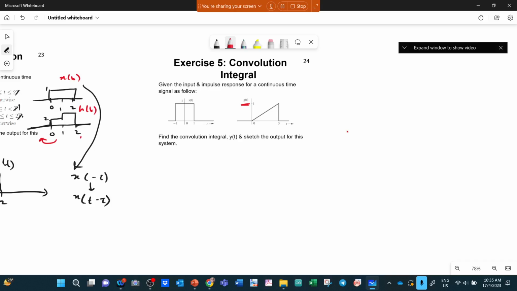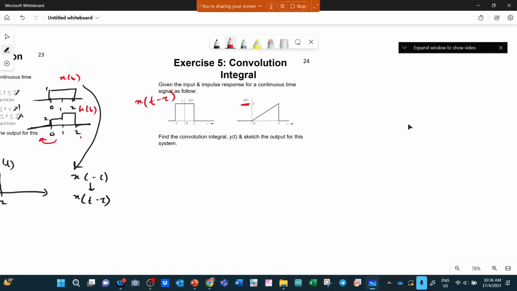So xt is the input. So find the convolution integral yt and sketch the output for the system. Okay. So what's the first step again? Find the easiest signal. So which one is the easiest? xt or gt? xt. So xt is the one that we are going to shift. So this xt, we are going to write it as x t minus tau.